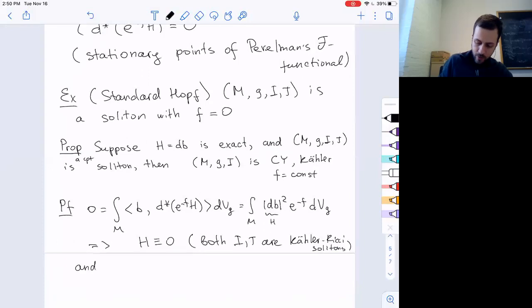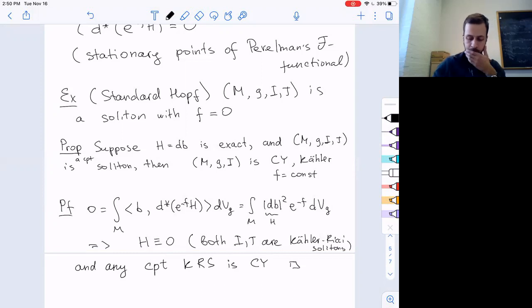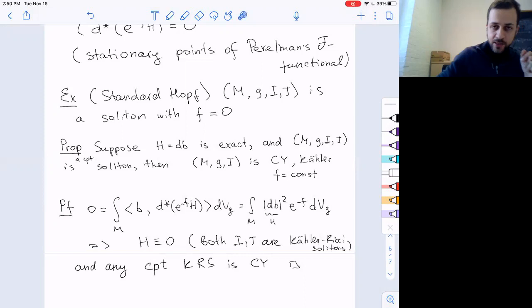And any compact Kähler-Ricci soliton is Calabi-Yau. So H cannot be exact. It has to be represented by a non-zero class in homology if we want something non-trivial, something which is not Calabi-Yau and where F is allowed to be non-zero.